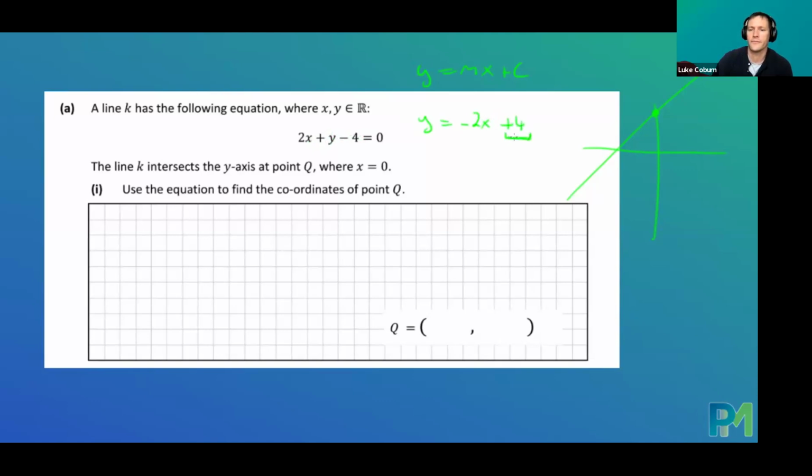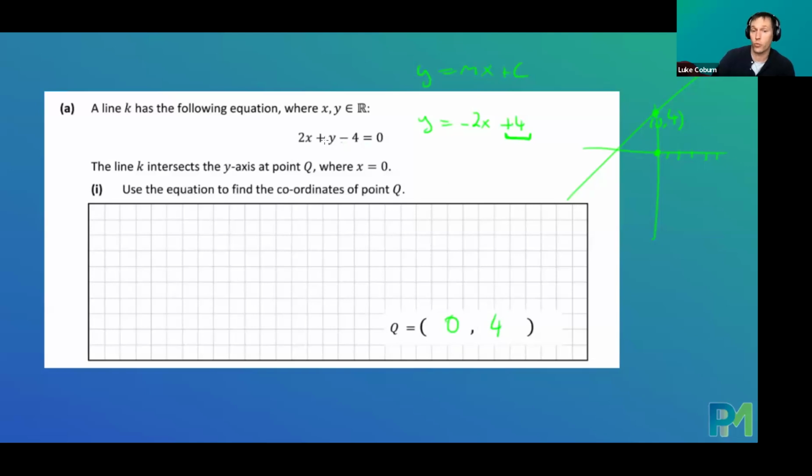So this here is the y-intercept. So this is 4 for the y, but it's obviously 0 for the x because it's on the y-axis, and this is like 5, 4, 3, 2, 1, 0. So 0 for x means that you're on the y-axis. So it's always just true that if you're on the y-axis, your x is 0. So this is 0, 4.